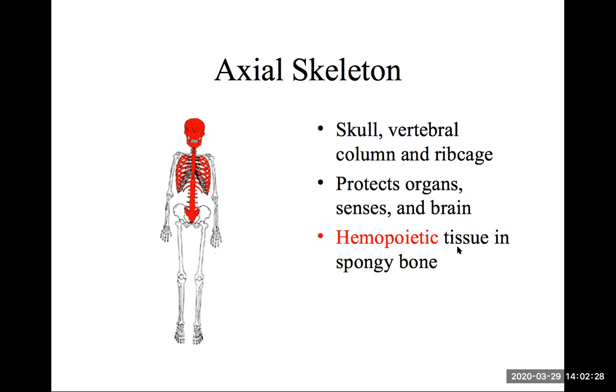The hemopoietic tissue here is going to be found in fairly small amounts. It's found within the spongy bone. If you remember, a lot of these bones are considered to be flat or irregular, and they do have spongy bone within them. But the large majority of hemopoietic tissue is going to be found in the other portion, the appendicular skeleton.